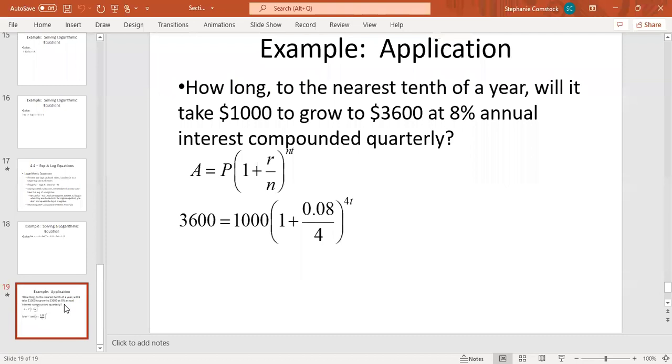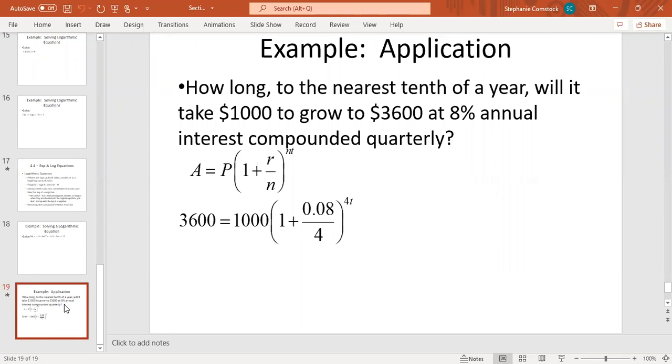So the example asks, how long, to the nearest tenth of a year, so one decimal place, will it take $1,000 to grow to $3,600 at 8% annual interest compounded quarterly? So our formula is A equals P times the quantity 1 plus r over n, to the nt.